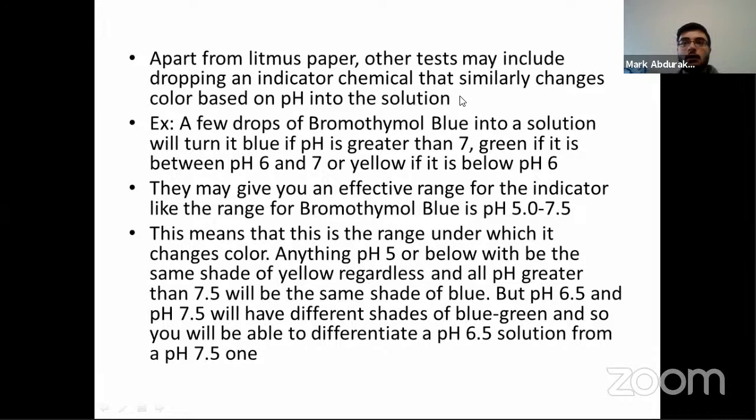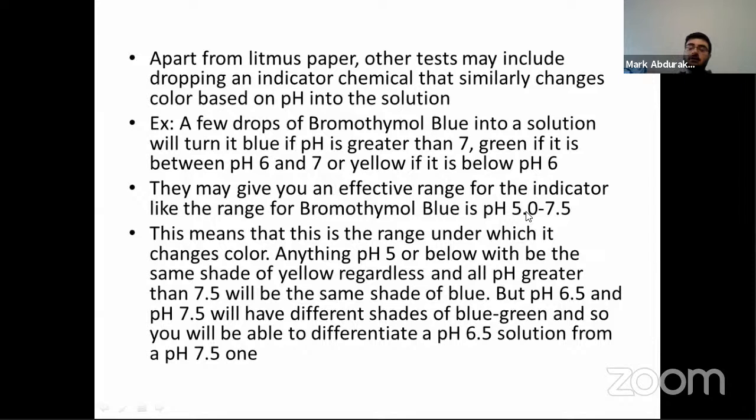This doesn't mean that if you drop it into a pH other than this, it won't work. If you drop it into a solution of pH 3, it'll still turn yellow, right? And if you drop it into pH 11, it'll still turn blue. What this effective range means is that anything pH 5 or below will be the exact same shade of yellow regardless of the pH. And all the pHs greater than 7.5 will have the same shade of blue, right? So if you dropped it into two solutions, one pH 8, one pH 11, you wouldn't be able to tell if one is more acidic or basic than the other, because they'll look the same in terms of color.